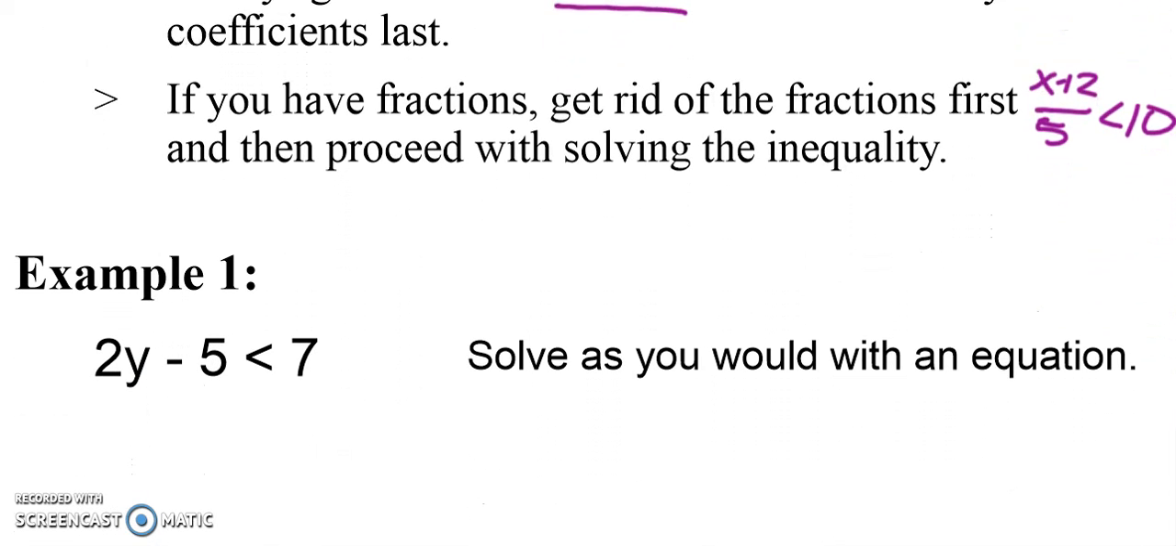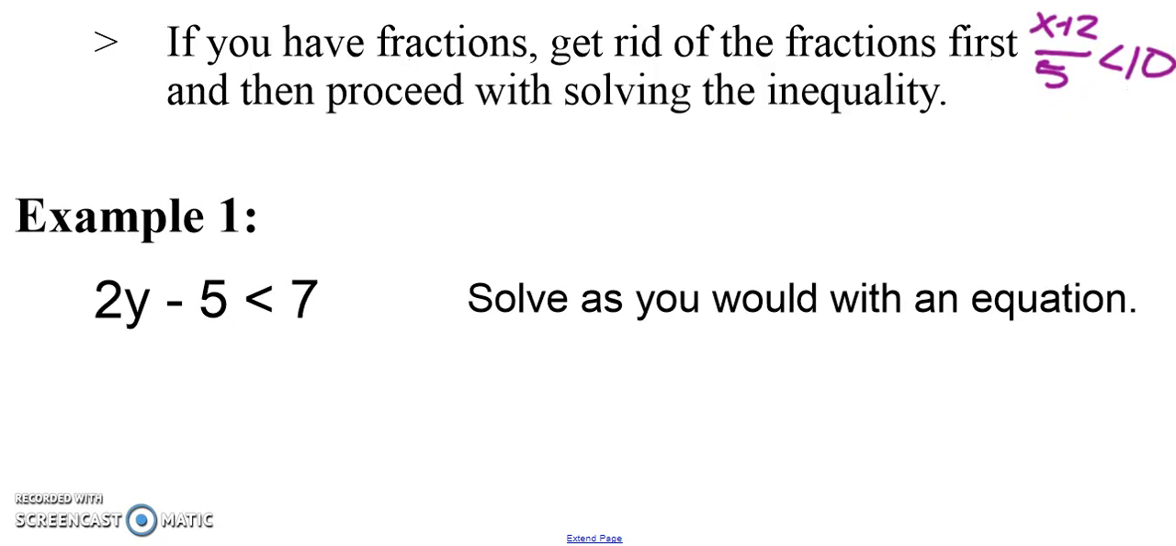So let's look at an example. We have our inequality, 2y minus 5 is less than 7, and we want to solve it just like we would an equation. So we're going to be separating our two sides of the inequality. We can circle our variable, focus in on that, and then we will want to get rid of the -5 by adding 5 to both sides. And that gets us to 2y is less than 12.